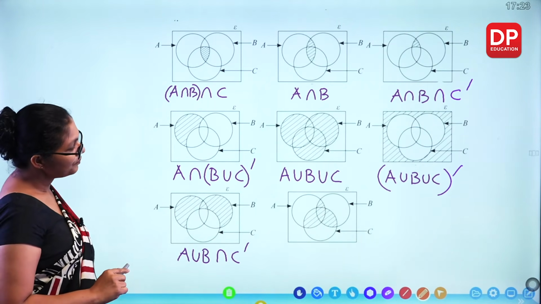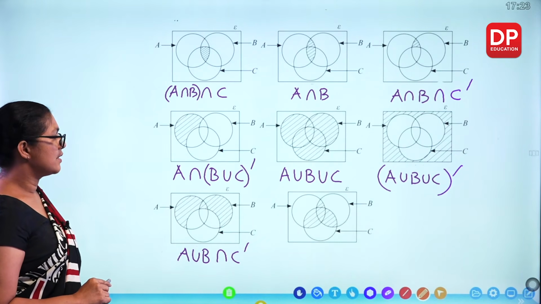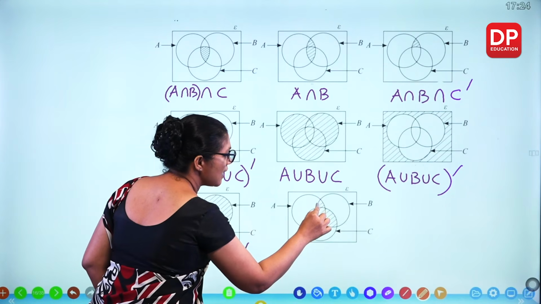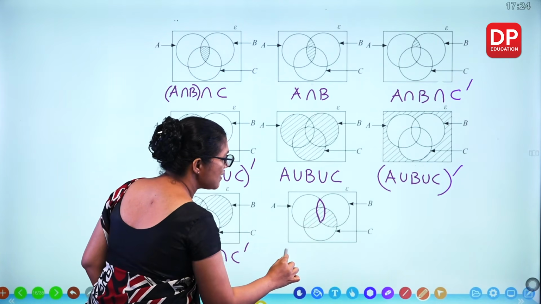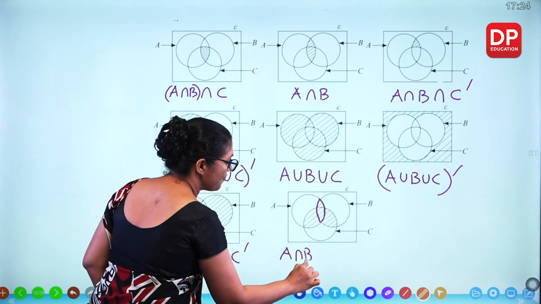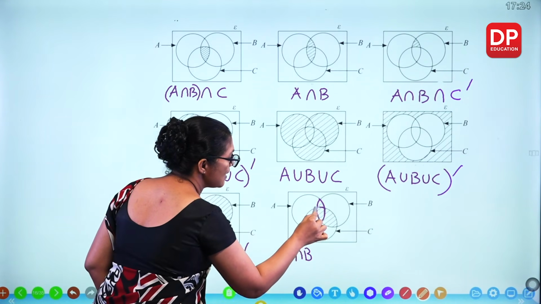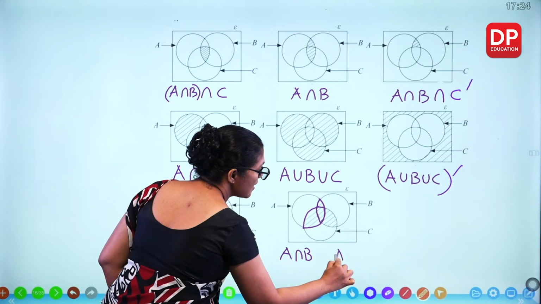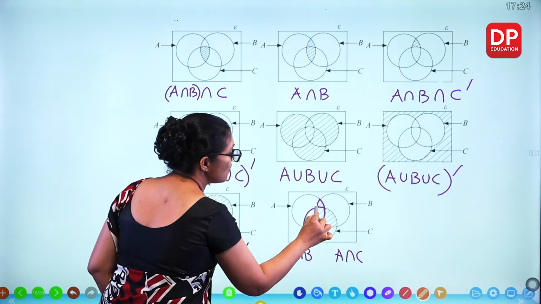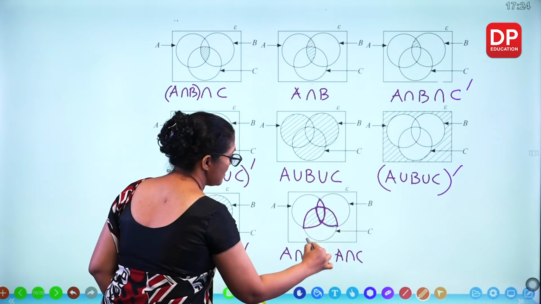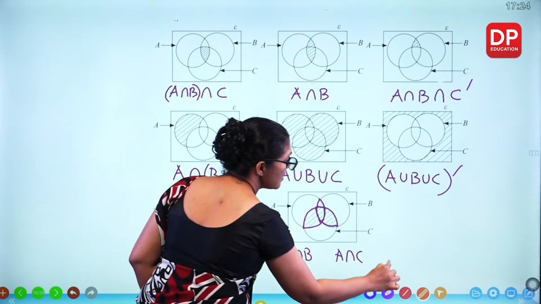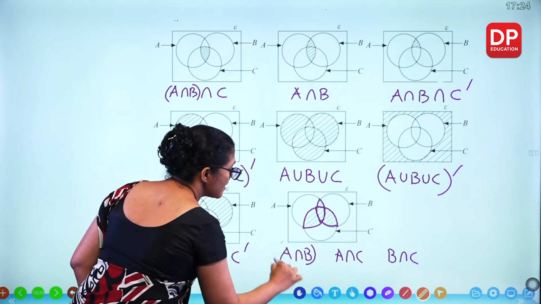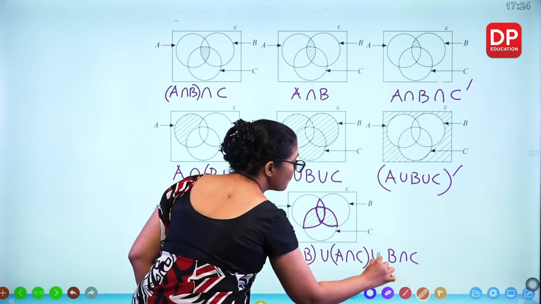Next one. What's the region? You have to write down separately. Here I can see this part. That means A intersection B. As well as here this part. What's that? A intersection C. And also this part. This part is B intersection C. So everything colored means you are getting union for all.